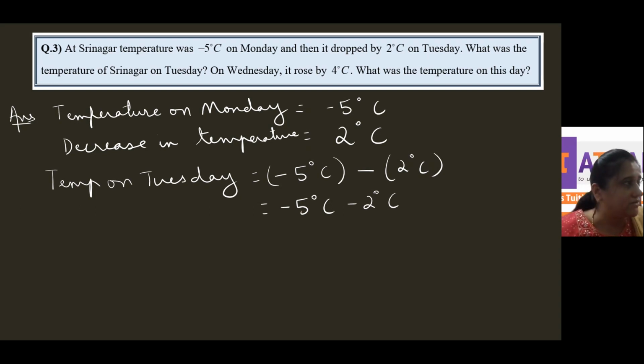Write the two temperatures in a bracket. And should you add or subtract? It dropped by 2°C, so that means minus. We all understand this? So it is -7°C. This is the temperature on Tuesday.